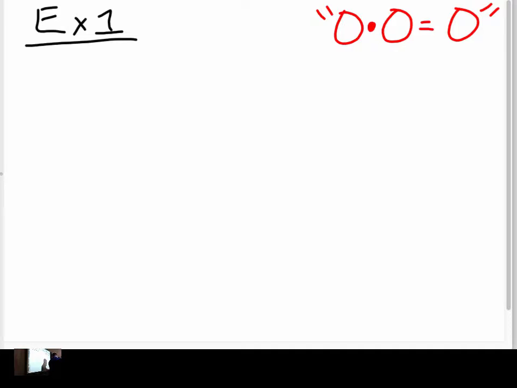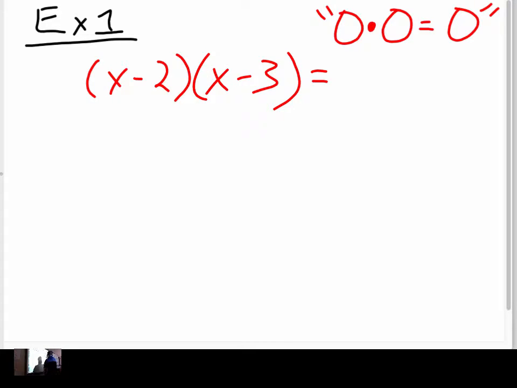So now in example number 1, I've got x minus 2 times x minus 3 is equal to 0. All right, so now when we find the solution of a quadratic equation, if I multiply this out, that'll give me a quadratic, right? You guys realize that, right? Yes. All right, so now let's see what that looks like graphically.